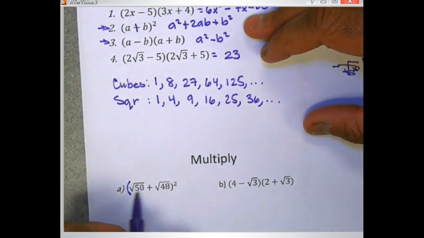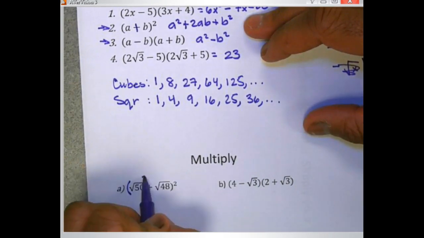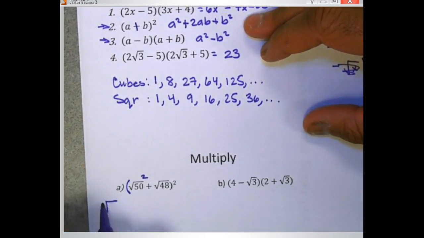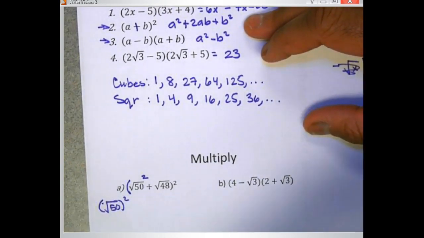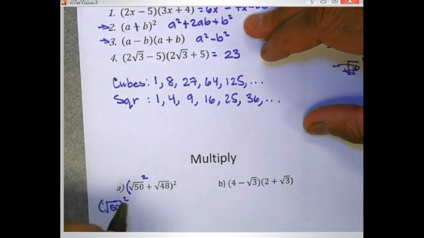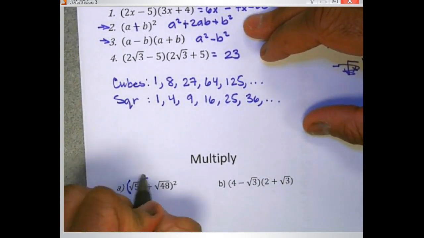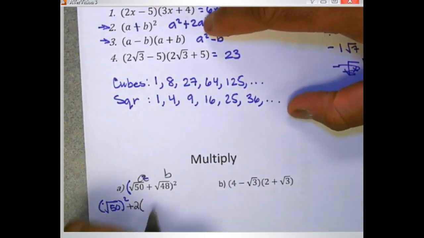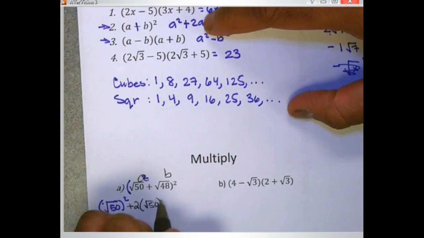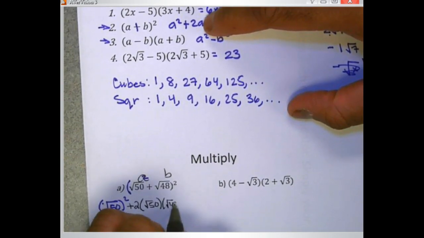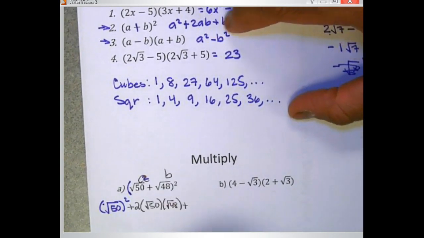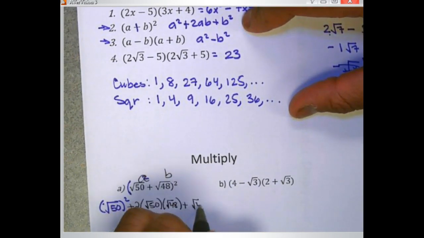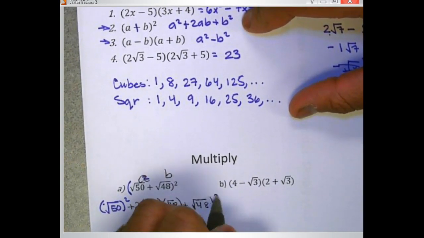So I'm going to go ahead and square the first term. What is radical 50 squared? Well, I'm going to write it out. Square root of 50 squared. I'm going to switch the pen, that's thinner, plus 2. So this is like my A and this is my B. So right here, 2, the A, radical 50, the B, radical 48, plus B squared, radical 48 squared.